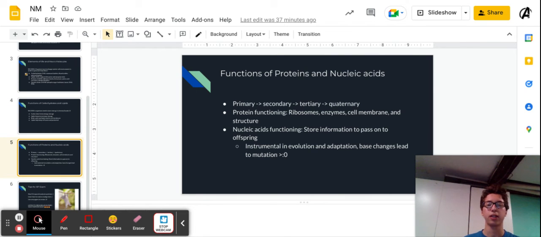So the functions of proteins and nucleic acids. The proteins have the different levels of structure that we talked about. There's going to be primary, secondary, tertiary, and quaternary. Primary structure is the polypeptide chain, which is the bonding of all those amino acids into a chain that has a very specific order that's going to matter for its structure and its function.